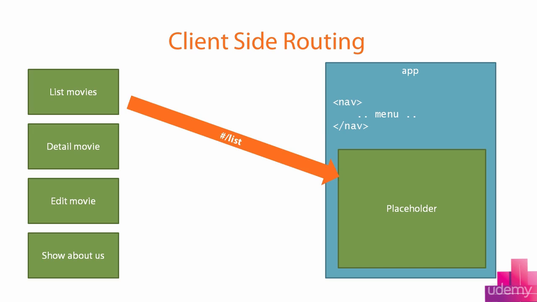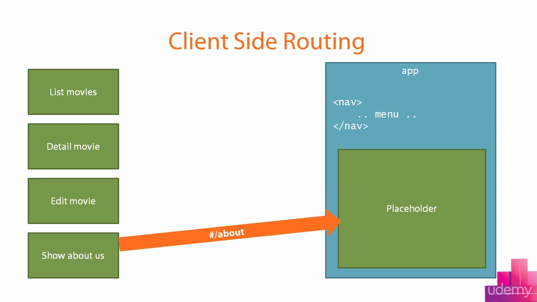Just like in server-side routing, it's the ability to inspect the URL and direct the request to the appropriate resource that will satisfy the request. I might want the user to go to my site, and when there is a #list at the end of the URL, that will show a list of all the movies. But if they click a link to #about, then I want the About Us module to be loaded. And this is what we can achieve with the Aurelia router.